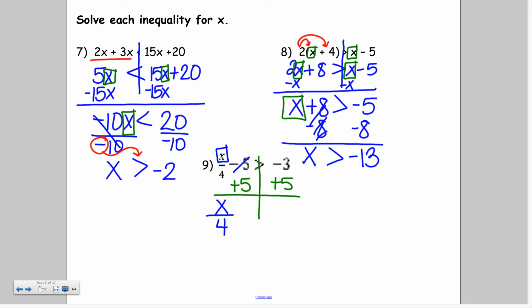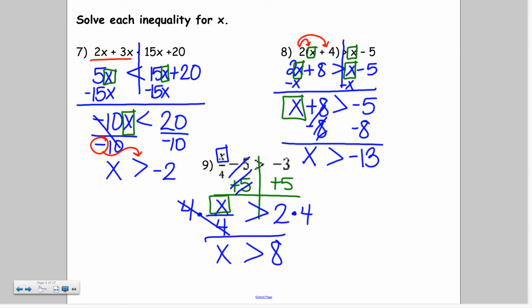Negative 5 plus 5 gives me 0. It's greater than negative 3 plus 5, which is a positive 2. Now I need to get rid of the 4. In order to get rid of the 4, I need to do the opposite, which is, if I'm dividing, I'm going to multiply. So I'm going to multiply by 4 on both sides. Okay? So the 4s cancel, and that leaves me with x, and it's going to stay greater than 2 times 4, which is 8.